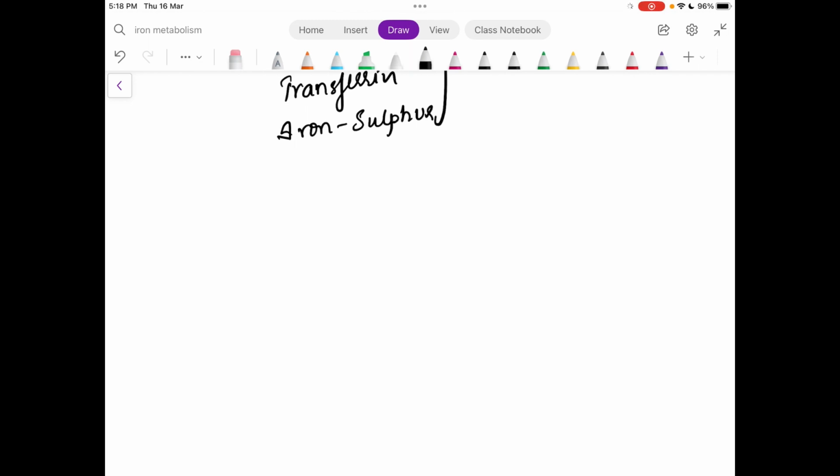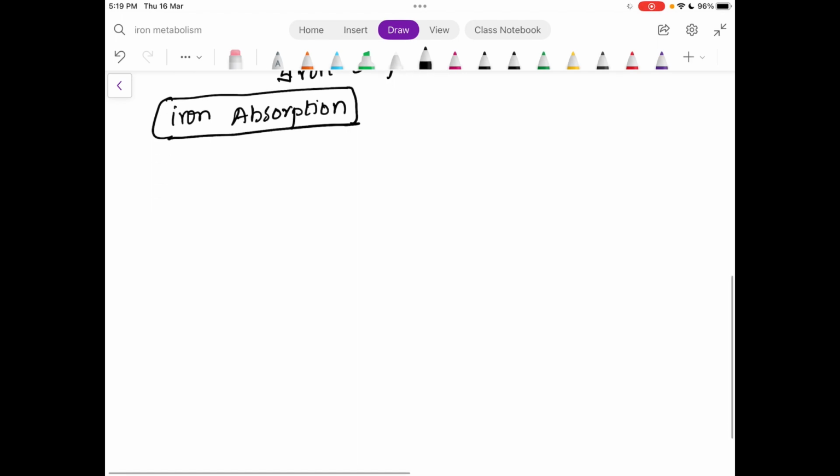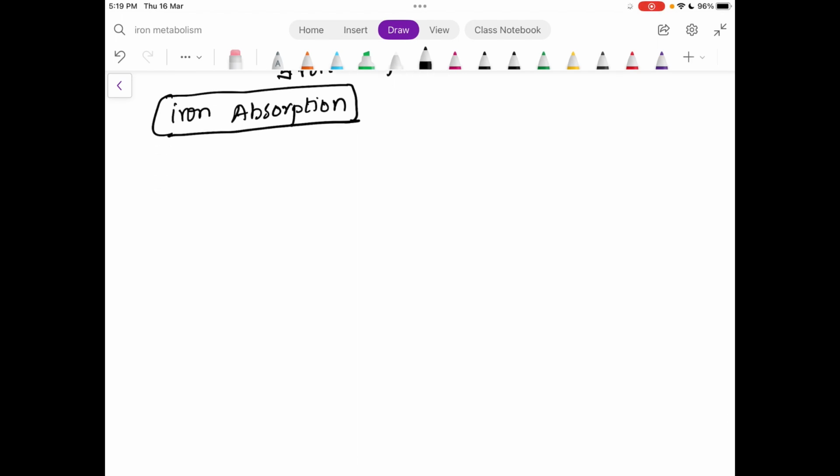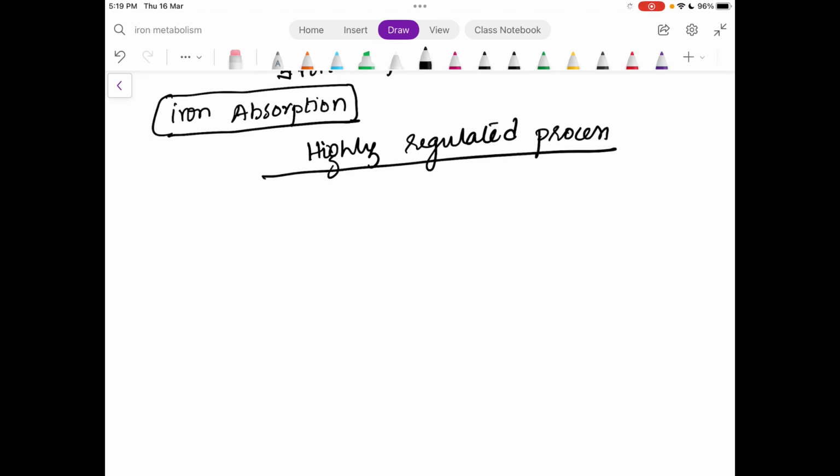Now we'll see about iron absorption. Iron absorption. Iron is regulated at the absorption level, so iron absorption is very important. Now we'll see in detail about iron absorption. It is a highly regulated process. This iron absorption will occur in the proximal duodenum.